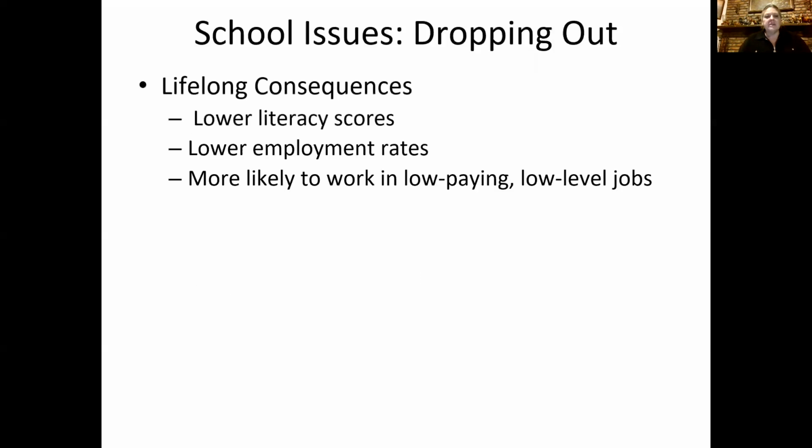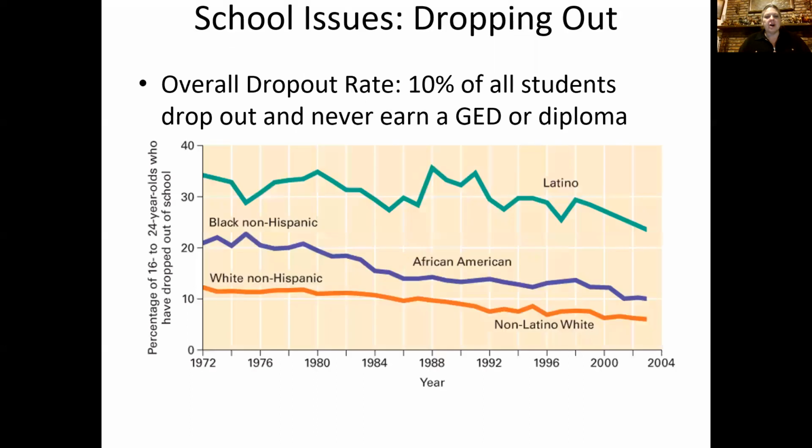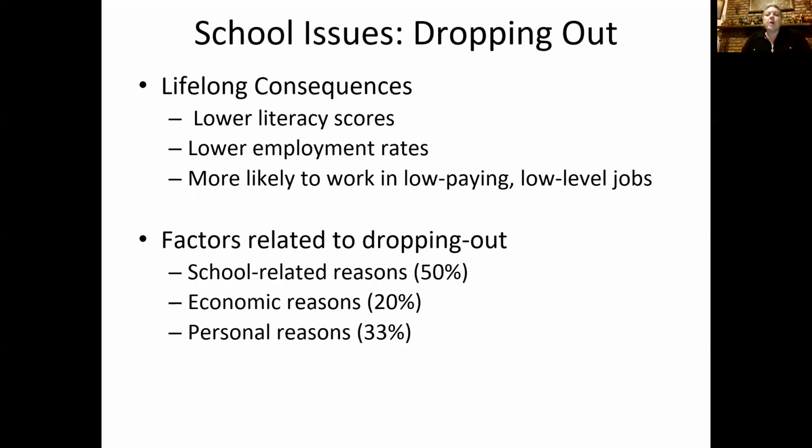All right, so some more school issues to talk about is dropping out. And for some reason, your book doesn't even go into this. For dropping out, there are lifelong consequences, some of which are lower literacy scores, lower employment rates, and being more likely to work in low-paying or low-level jobs. A lot of jobs require a high school diploma. And there are certain factors that are related to dropping out.